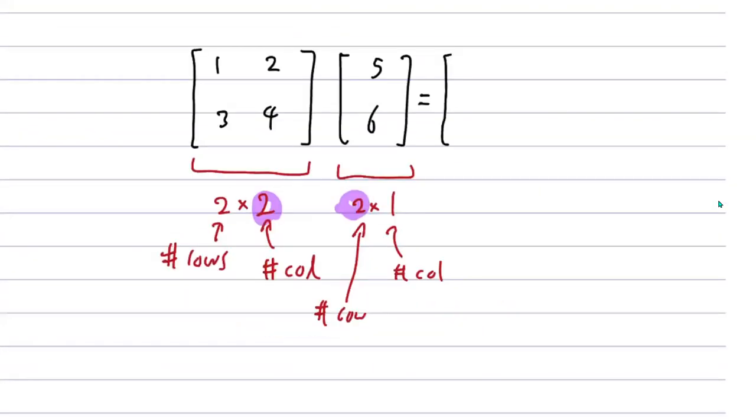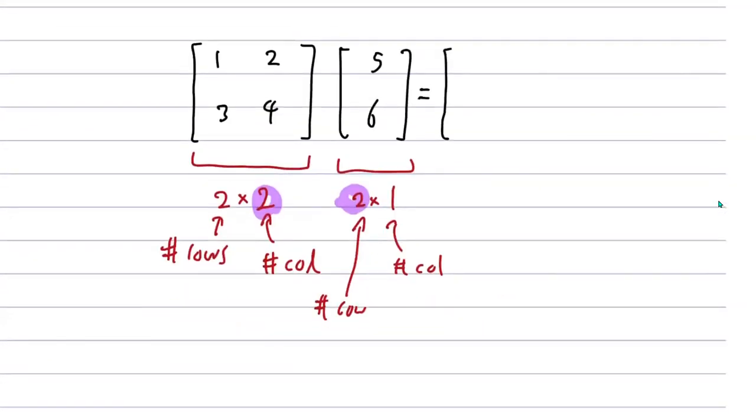Can you remember? What's the resulting size? 2 times 1. 2 times 1, good. So that means you have 2 rows and 1 column. What's the first entry? What's the working?